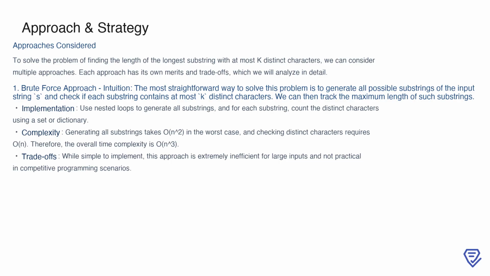To implement this, we would use nested loops to iterate through all substrings, and for each substring, we could use a set or dictionary to count the distinct characters. However, the downside here lies in its inefficiency. Generating all substrings takes quadratic time, and counting distinct characters for each substring requires linear time. This results in an overall time complexity of O(n^3), which becomes impractical for larger strings. While easy to implement and understand, this approach is computationally expensive and unsuitable for competitive programming or real-world applications where performance matters.